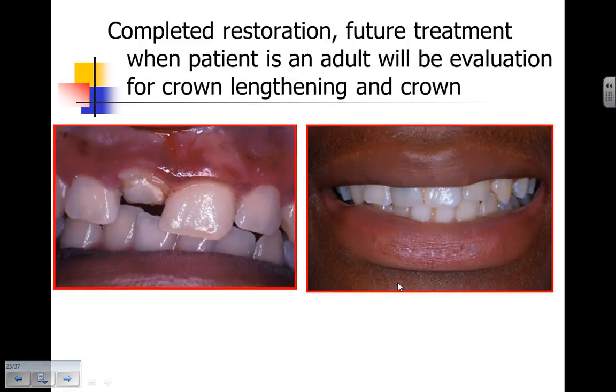For this patient, we created room by reshaping number 9 and placing a direct composite. When this patient becomes an adult, we'll evaluate it for crown lengthening and for a crown and potential orthodontic intervention.